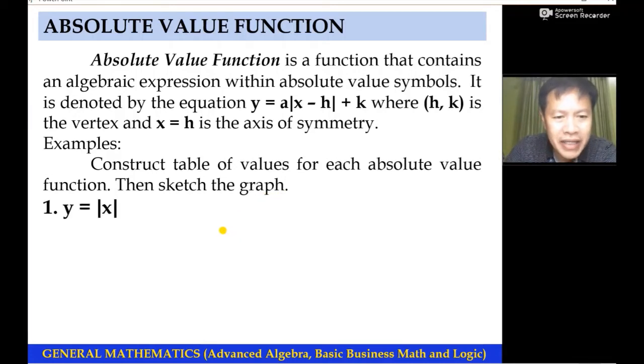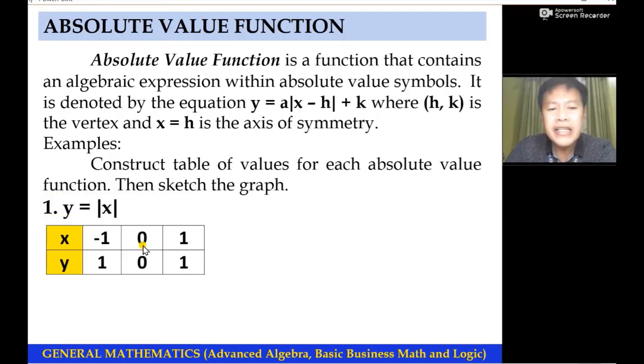This is the very basic example of an absolute value function, y is equal to the absolute value of x. The vertex of this absolute value function is the origin. Since this is not a curve, you need only 3 points. The first point is the vertex, because this is just a line and this is another line. How are you going to sketch the graph of this?